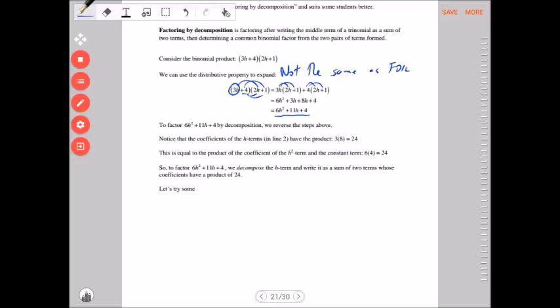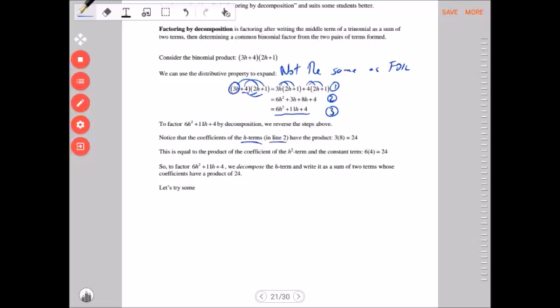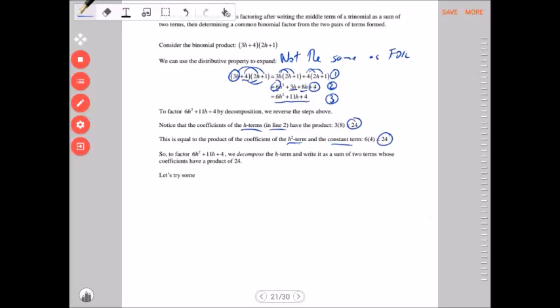If we factor that trinomial by decomposition, we reverse the above steps. Notice that this is line 1, this is line 2, and that's line 3. If we look at the h terms in line 2, that's the 3 and the 8. Well, 3 times 8 is 24. This is equal to the product of the h squared term and the constant term, right? The h squared term is 6, and the constant term is 4. Well, 6 times 4 is also 24. In order to factor 6h squared plus 11h plus 4, we decompose the h term, the 11h, and write it as a sum of two terms whose coefficients have a product of 24.